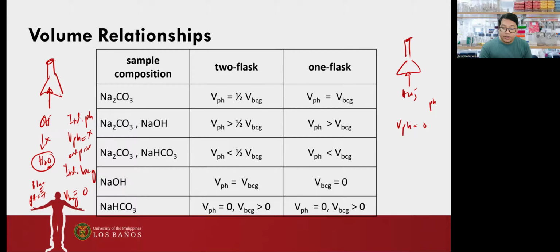Then, afterwards, when you add your second indicator na BCG, magiging color blue yan. Then, as you add your H plus until you reach your carbonic acid, at nakuha mo na yung yellow-green endpoint, meron ka ng BCG equal to X. So, kapag 0 ang VPH at may value ang BCG, ayan. Meaning to say, sodium bicarbonate yung meron tayo. Okay?